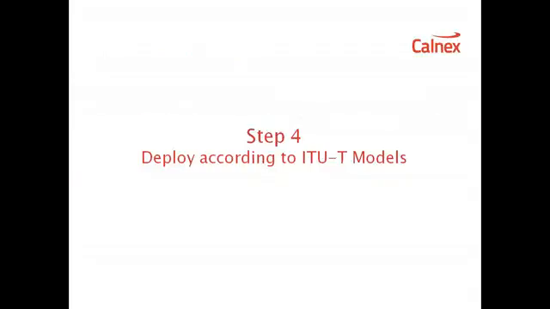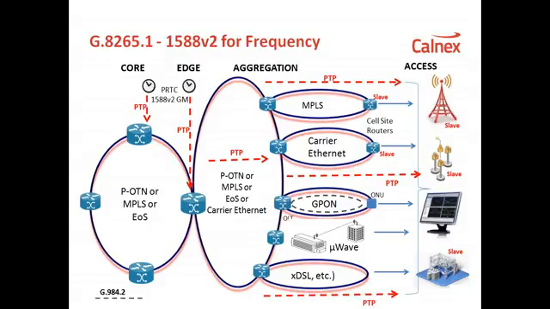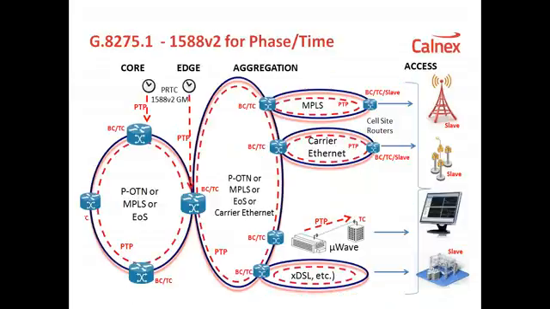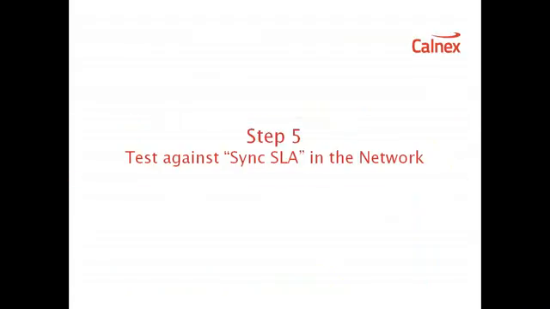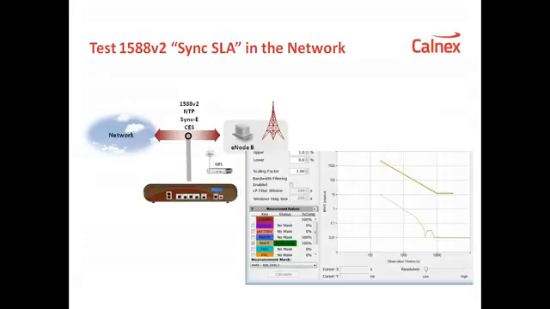So we've established the sync SLA limits for the network. Now we can deploy according to the ITU-T models. And just as a summary, we have the 8265.1 reference model for frequency and the 8275.1 reference model for phase and time. So we've done the tests, we've established what slaves we're going to use, we've established the SLA parameters for the network, and then we deploy in the network. And of course, finally, once we've deployed, we want to monitor and test against that sync SLA in the network.